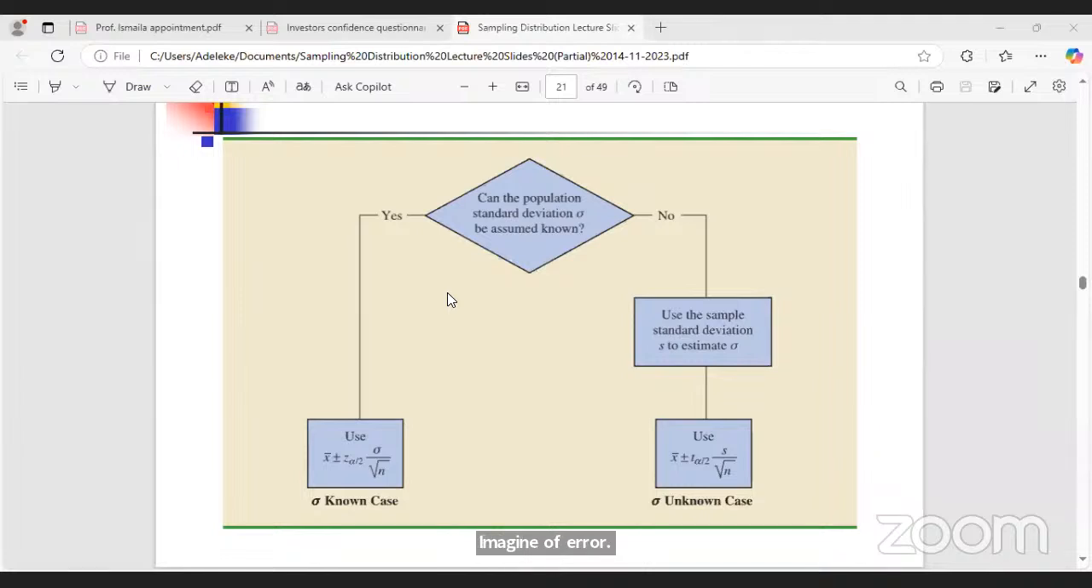Remember, the T table gives the T alpha over 2. That is the critical value. You use it to multiply the standard error. The standard error there is S over root n. After multiplying the two, I will arrive at what I call the margin of error.